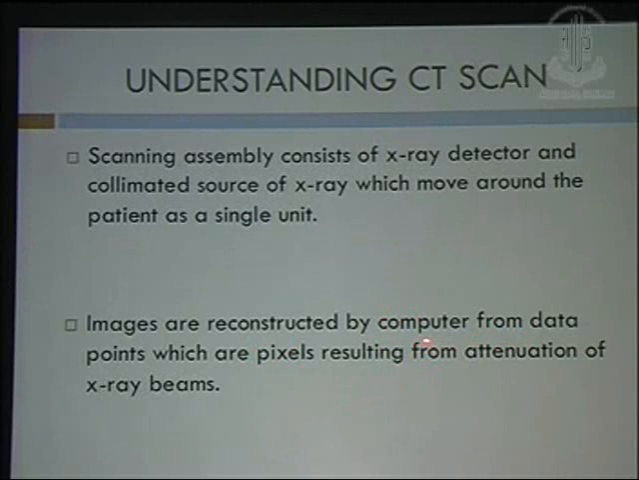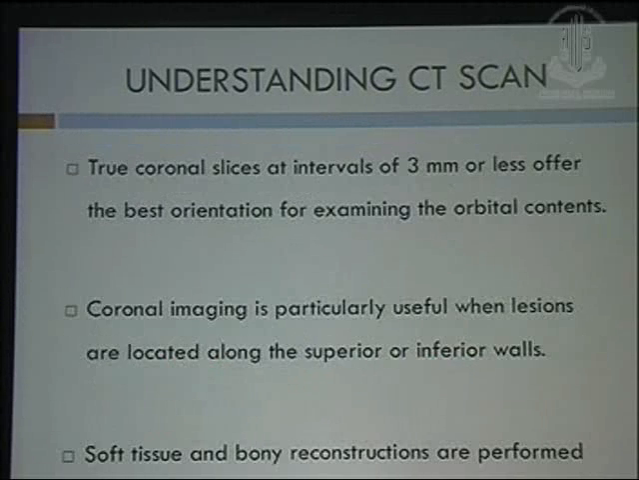Now, what happens is that when the X-ray passes through the body, it is attenuated by the different tissues. For example, bone attenuates the X-ray much more than the other soft tissues, so it will create a very good picture in a CT scan. Thus, CT scan can be used especially for bony injuries or foreign bodies.